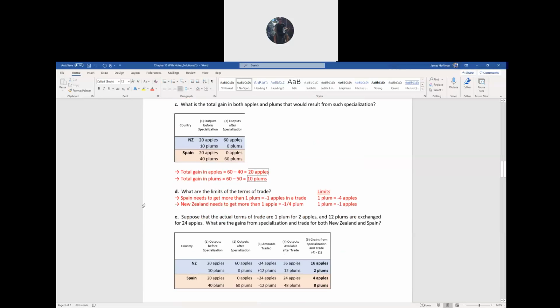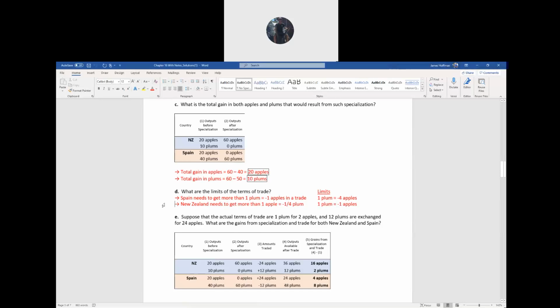Basically, Spain needs to get more than one plum equals one apple in a trade. If they did not do that, then it wouldn't make any sense for them to specialize and trade, because they can just get one-to-one initially. Okay, so in terms of one plum, okay, sorry. So that's for Spain.